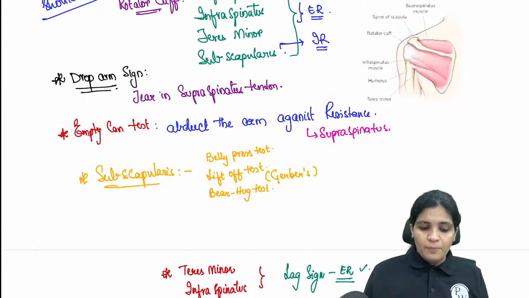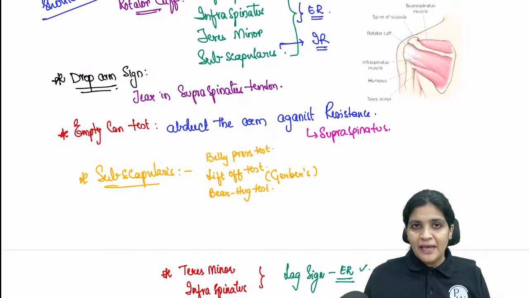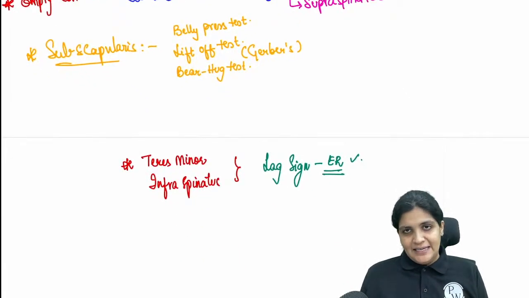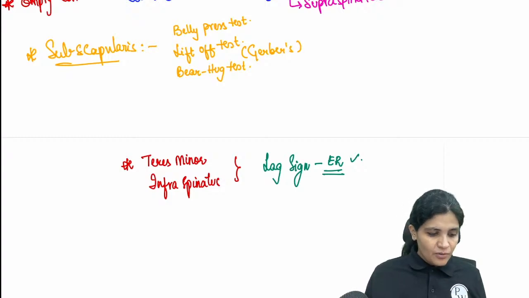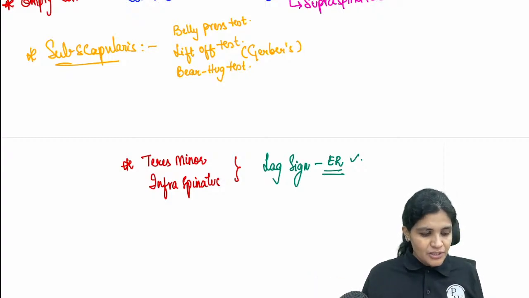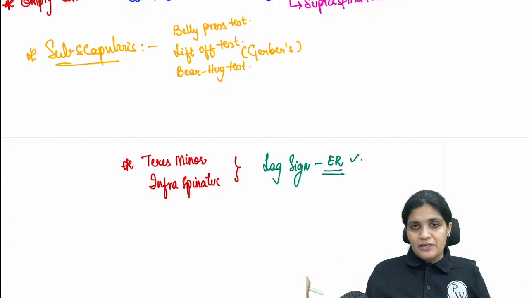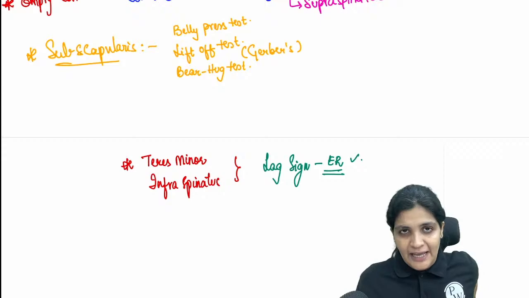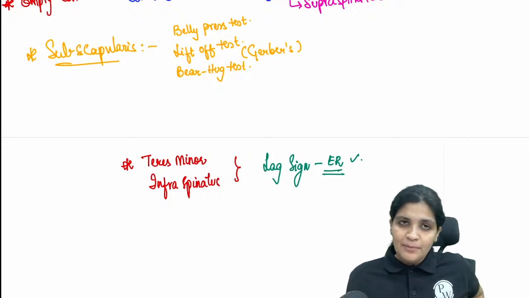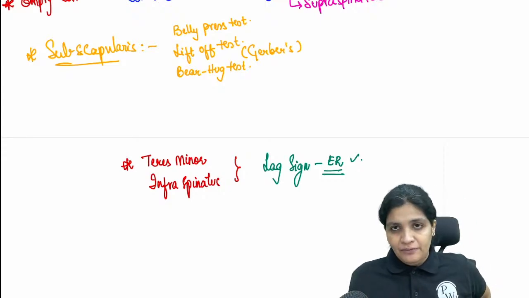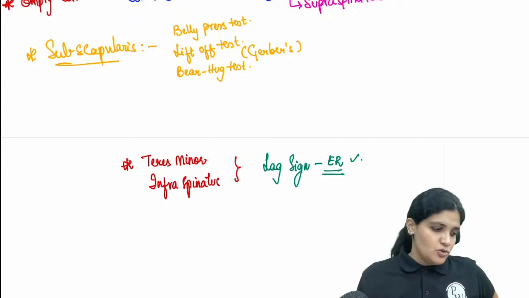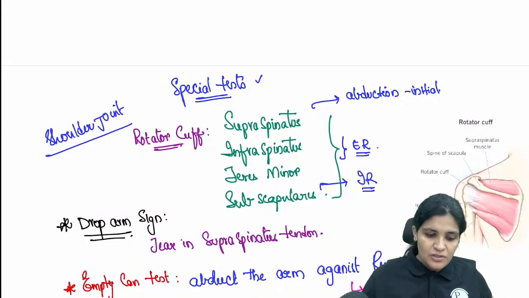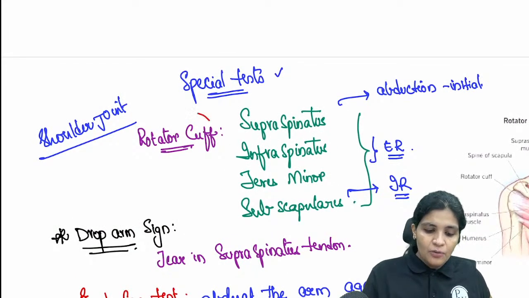So one is your drop arm sign or empty can test, then your belly press, bear hug, lift off, and then your teres minor and your infraspinatus for your lag sign. So lag sign is you ask for the external rotation, and whenever they are unable to do external rotation when you compare to the opposite shoulder, that is called external rotation lag sign. That will tell you that there is some problem in the teres minor or the infraspinatus, right? So that is about the special tests which we are going to learn in case of your shoulder joint. So this is mainly for the rotator cuff muscles.